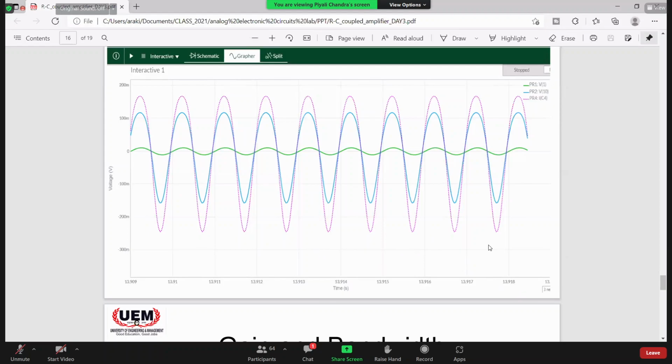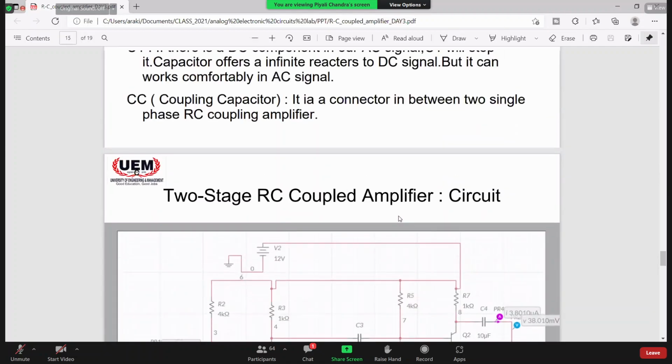As you are a CSE student, you don't have to think much about this. You just understand the characteristics of both the single stage and the two stage RC coupled amplifier, and try to understand the characteristics of the graph. So that is the important part.